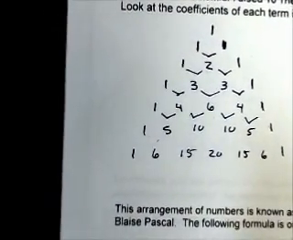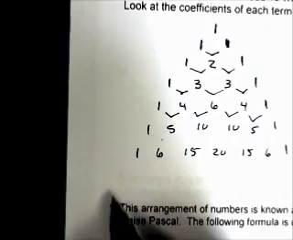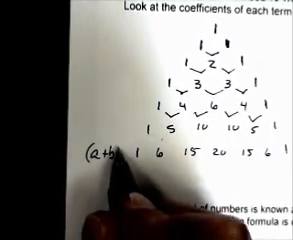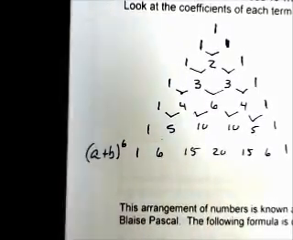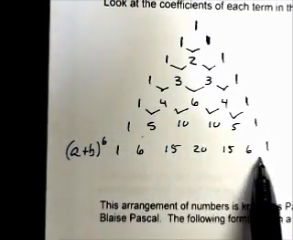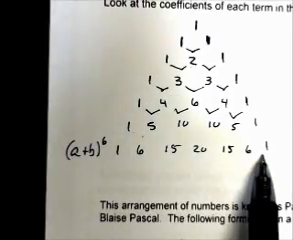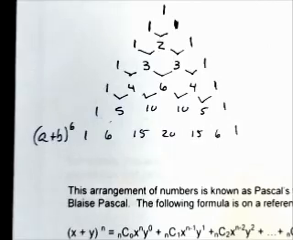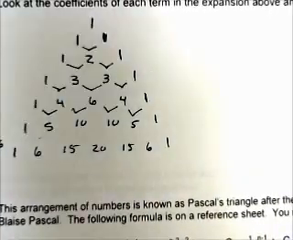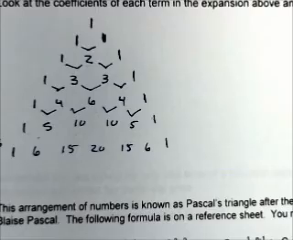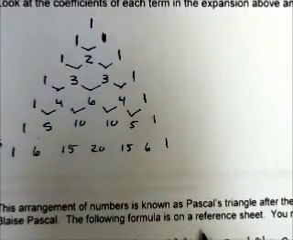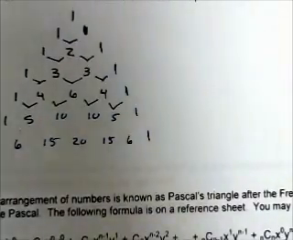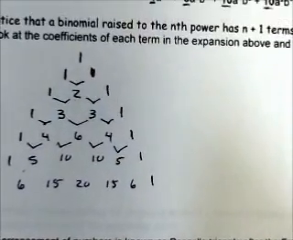So if we were to take a binomial a plus b and raise it to the 6th power, the coefficients of each of our 7 terms would match this. Okay? So this arrangement of numbers is known as Pascal's triangle, after the French mathematician and physicist Blaise Pascal. The following formula is on a reference sheet. You may or may not choose to use it, because I choose not to use it.